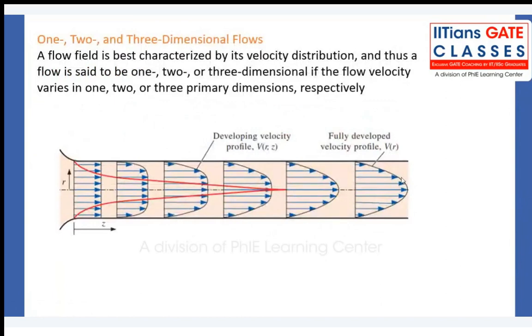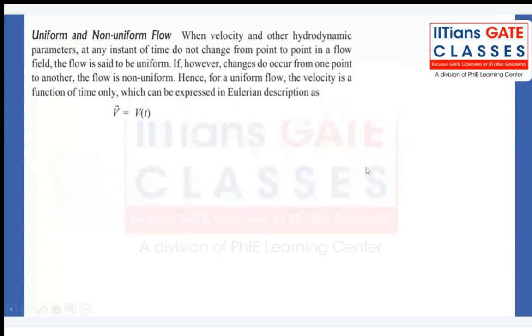Another type of flow that we have to discuss. It is better that I discuss uniform and non-uniform flow. When the velocity and other hydrodynamic parameters at any instant of time do not change from point to point in a flow field, that flow field is said to be uniform, right? If, however, changes do occur from one point to another, then we say that is a non-uniform flow, right?